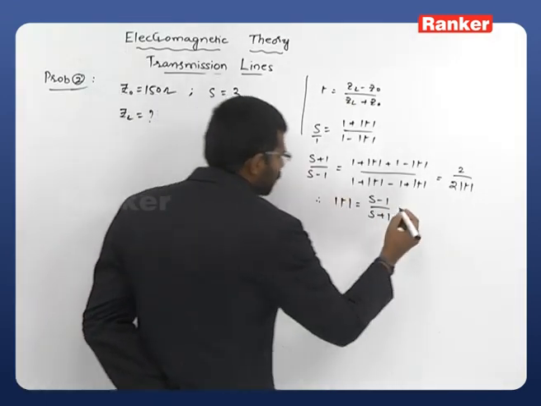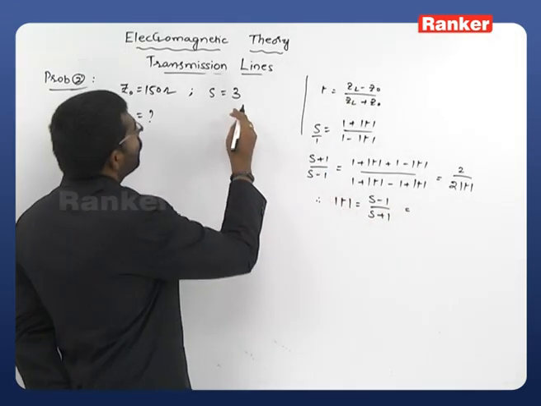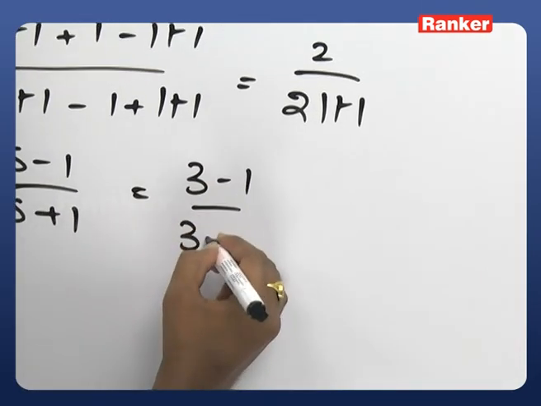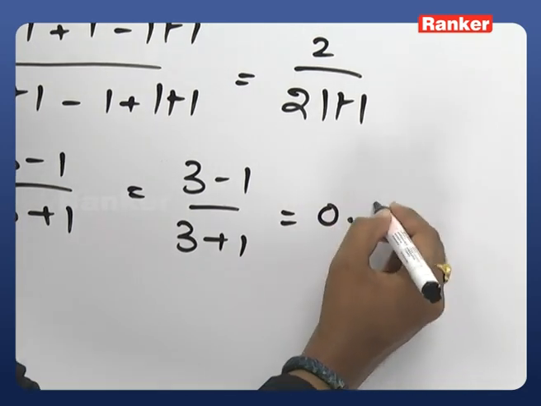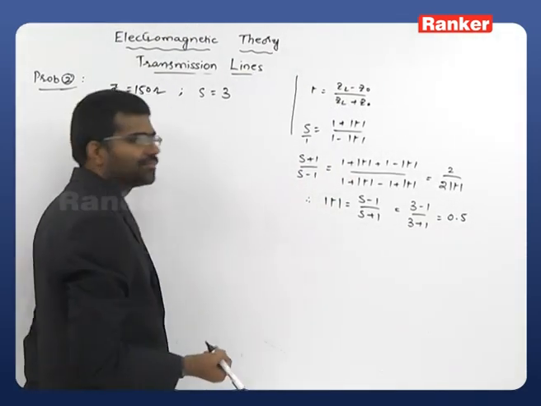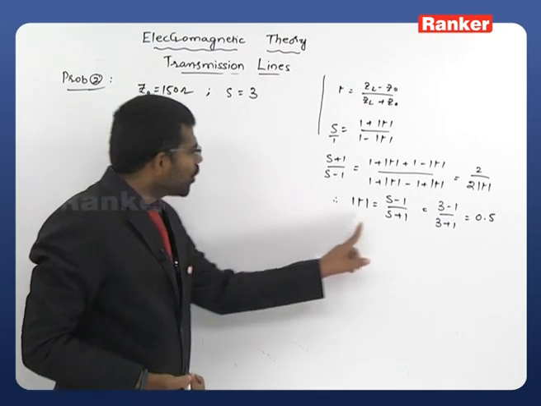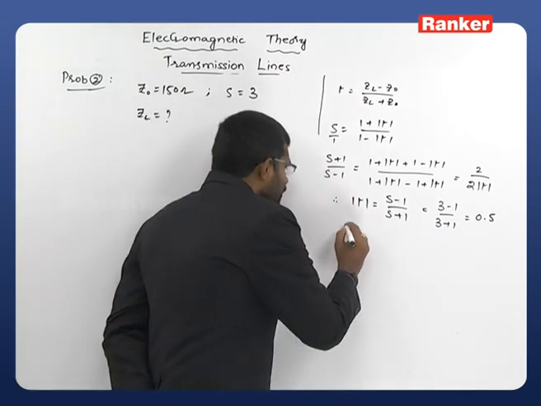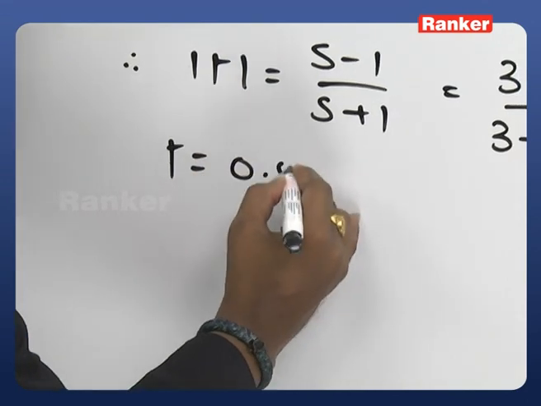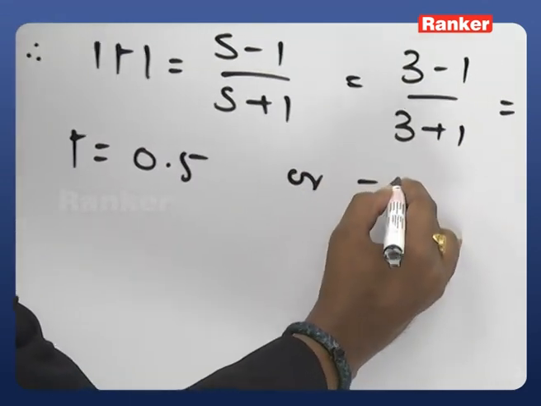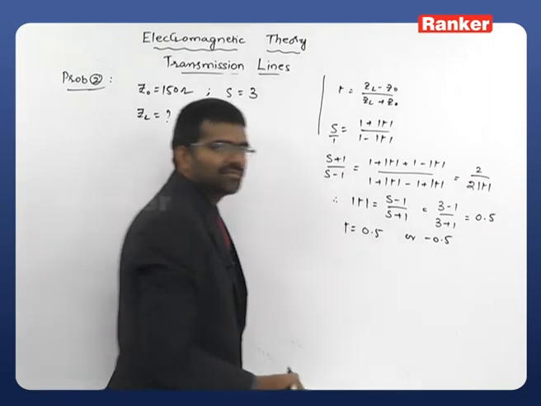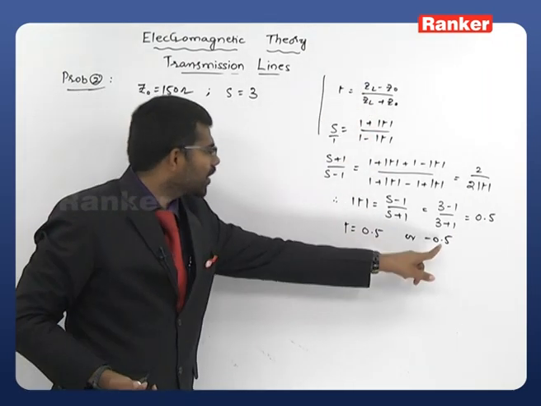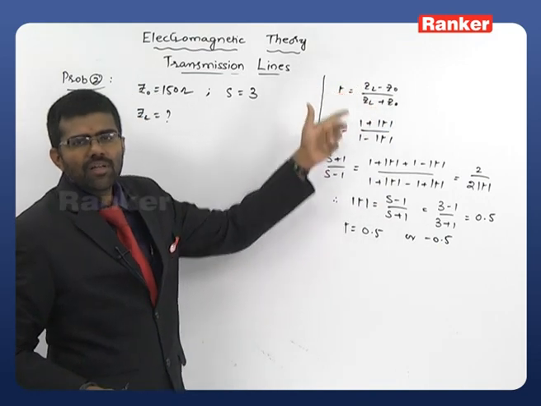Now substitute here. What is the value of S? The value of S is 3. Right? Here it is 3 minus 1 divided by 3 plus 1, which is equal to 0.5. As it is 0.5, magnitude of gamma is 0.5. You can interpret that gamma may be either positive 0.5 or negative 0.5. If it is positive 0.5, you will get one value of ZL. If it is negative 0.5, you may get another value of ZL.